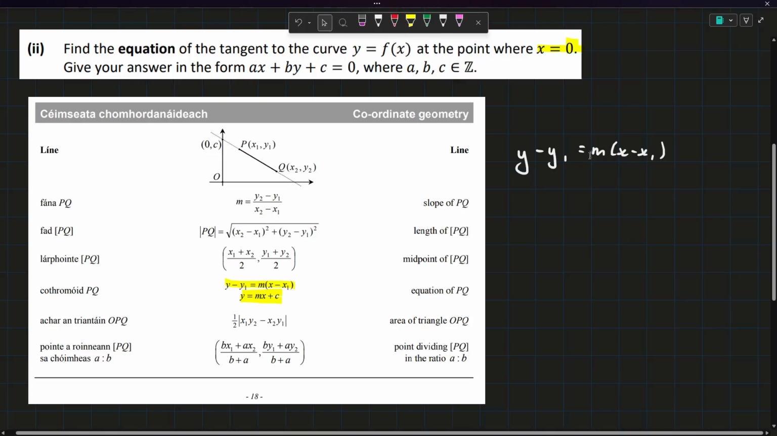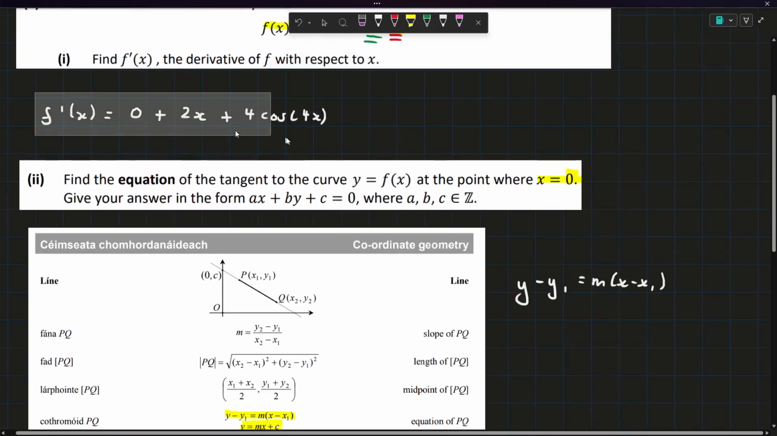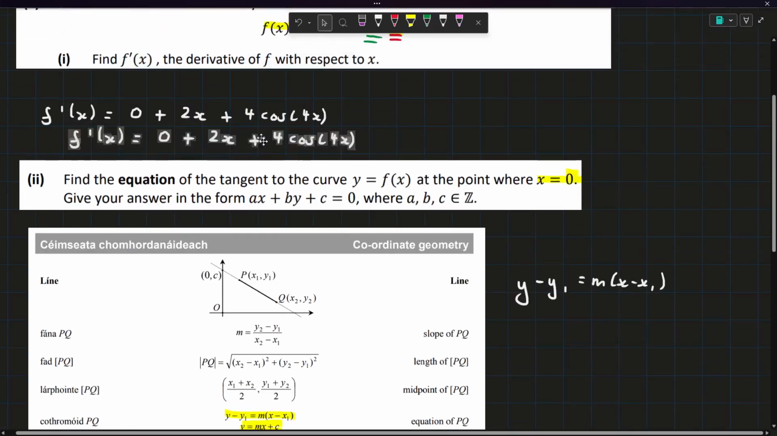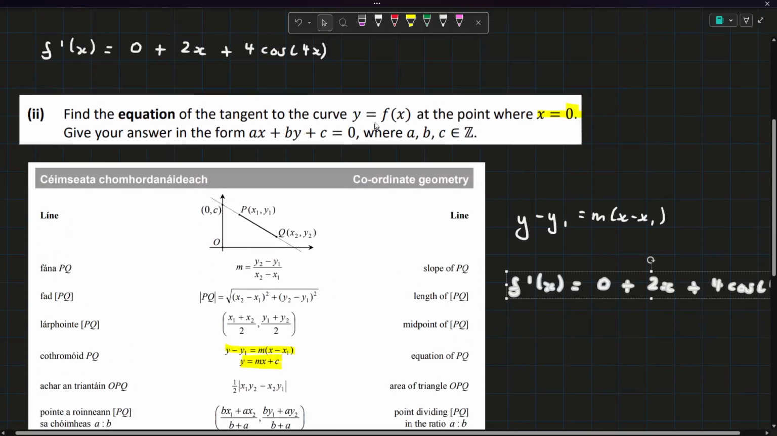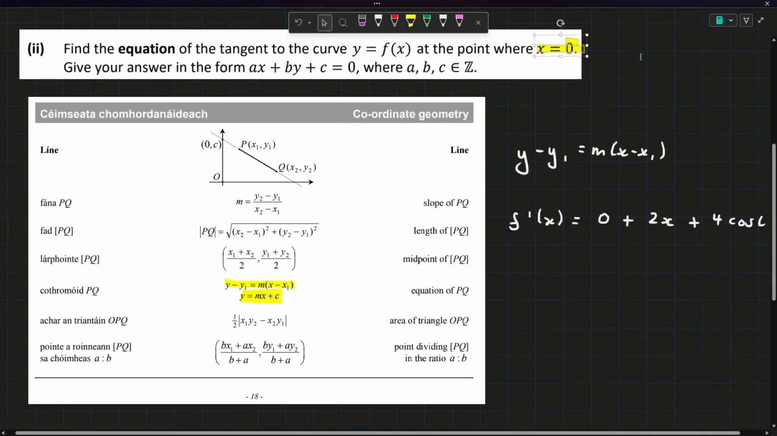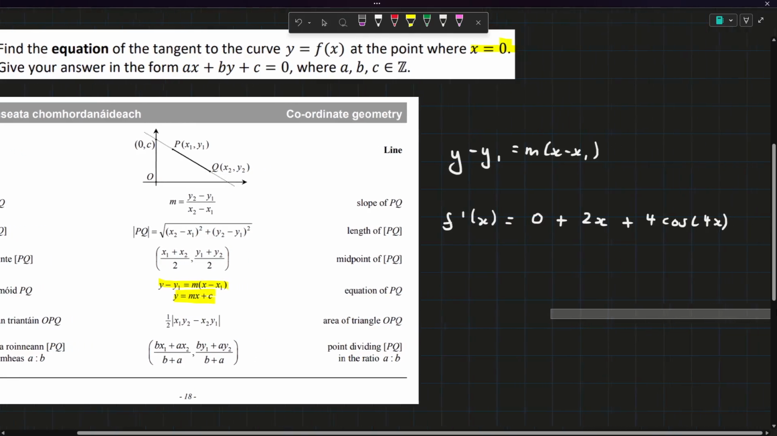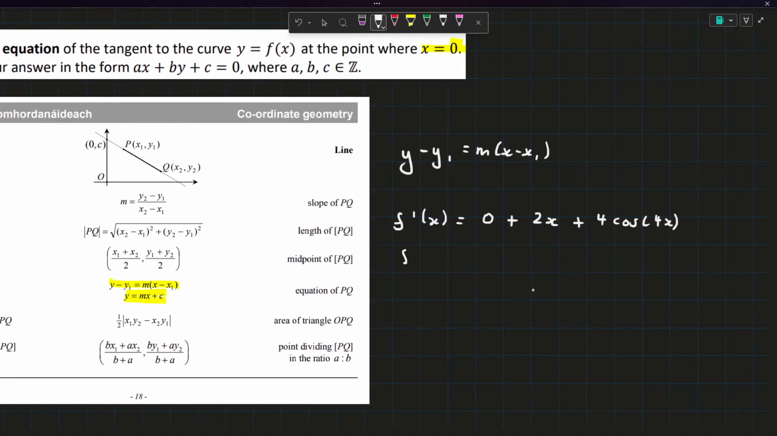So we need to know two things for this. We need to know a point, x1, y1, and we also need to know the slope m. So remember that the derivative is just the slope, so we can use this to figure out what m is. If we want the tangent when x equals 0, we need to know what the slope is when x equals 0. So we can figure out what is f prime of 0, and that'll be our slope m. So we can just replace everything with 0. So we'll have 0 plus 2 times 0 plus 4 times cos of 4 times 0. And when you put that into your calculator, you should get an answer of 4 for the slope.